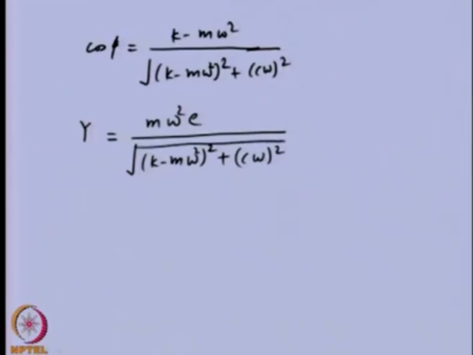Now you can see that this is the amplitude of the vibration. The response can be written as time dependent, sin omega t, and the phi. So the phase we have obtained earlier, and the amplitude is given by this expression. So this particular response can now be obtained using this expression.